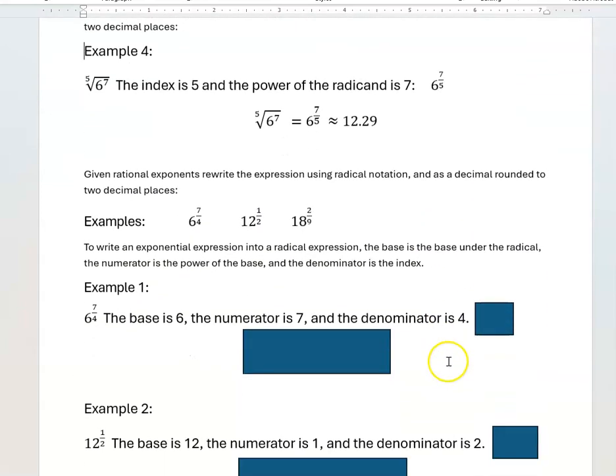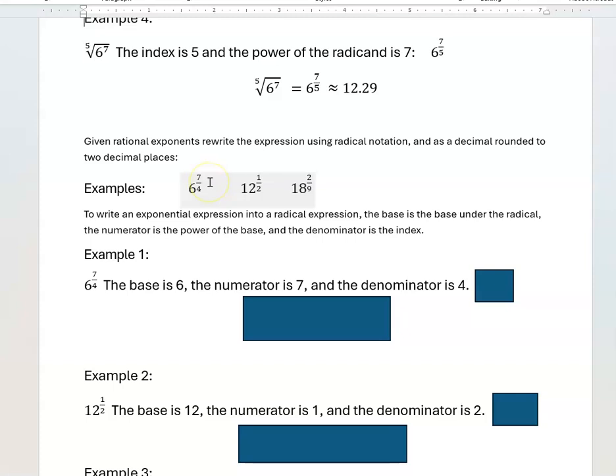Okay, what if you're going the other way and you had exponent notation? When we're talking about rational exponents, it just means that some of your exponents could be fractions, and so we talk about those as rationals. If you're going the other way, then the base is still going to be the base, as we saw up here. The numerator is going to be the power of that base, and the denominator is going to become the index.